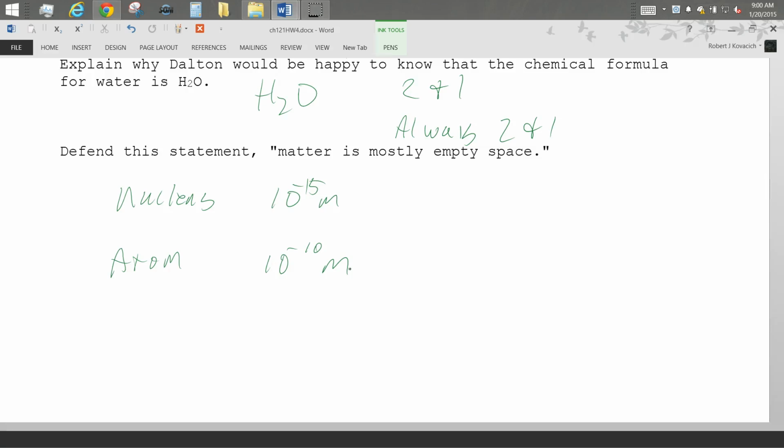And where is basically all of the mass for the atom? In that dense nucleus. So what we're saying is I have a speck of mass in the middle, and the other 10,000 parts of the atom are just a bunch of empty space. That's probably the best way to put it. Okay.